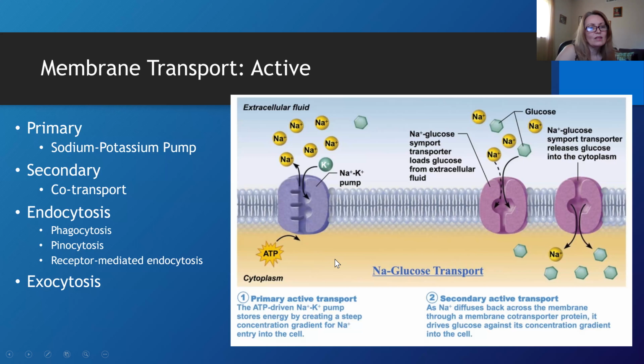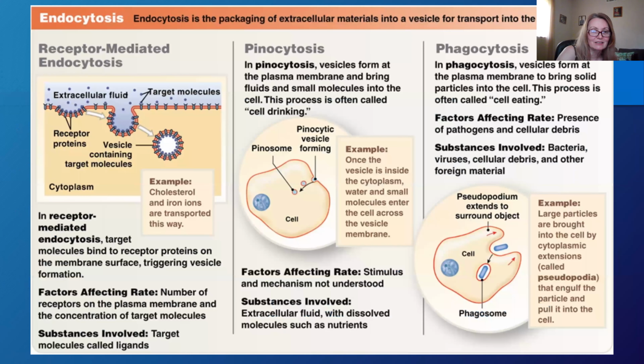inside a cell. Right? Another example of active transport includes endocytosis and exocytosis. And endocytosis and exocytosis are movement of particles inside, endocytosis, or outside, exocytosis, of cells inside vesicles. And vesicles are formed from this plasma membrane. So here we have 3 types of endocytosis: phagocytosis, pinocytosis, receptor-mediated endocytosis, and exocytosis on its own, right? So let's look at it.